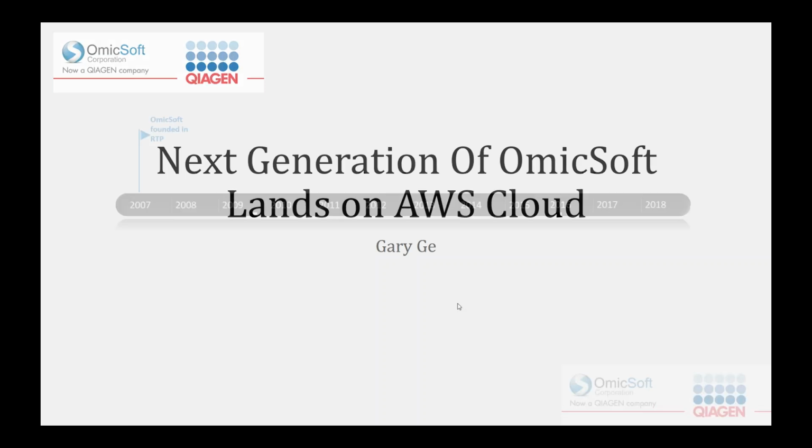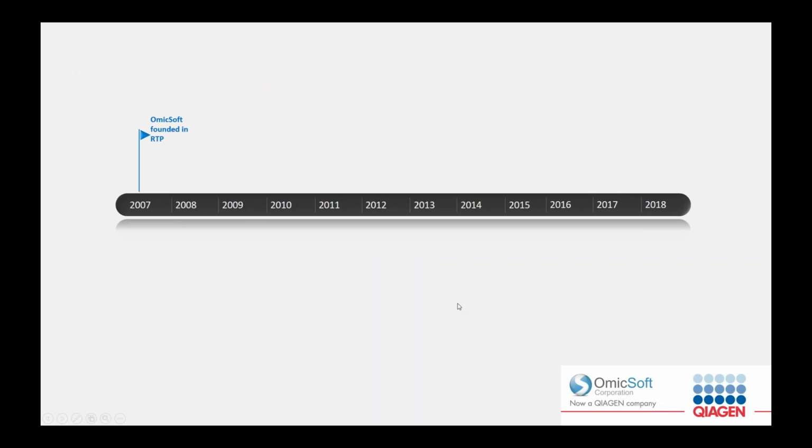It has been almost exactly 10 years since we founded OmicSoft in Research Triangle Park, and it's still our main campus in the predictable future. In the first 2 years, we focused on software only for the client and the server, and based on user requests, we curated a data service based on GEO data in 2009.